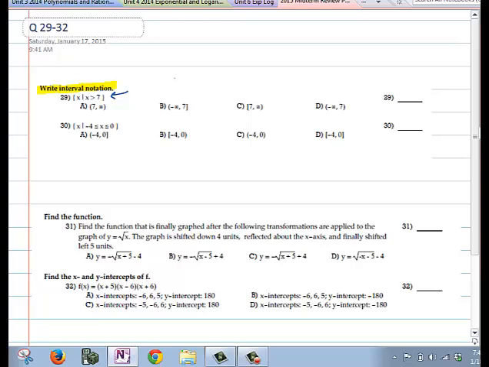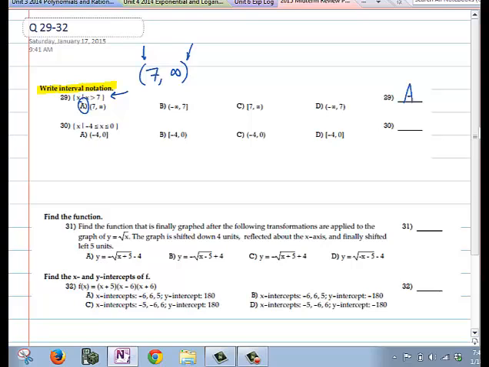Well, x such that x is greater than 7 would be from 7 to infinity, and you don't want to include 7 because it's greater than 7, and you can never include infinity. So our interval notation would be both parentheses, and that would be choice A.